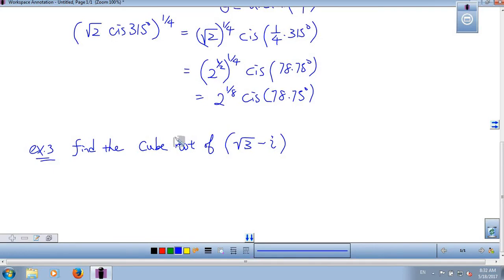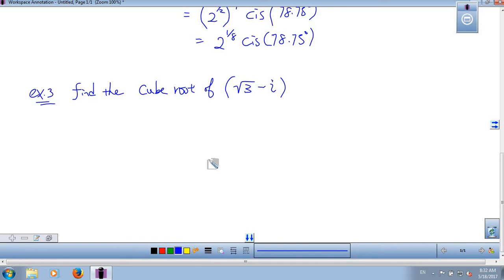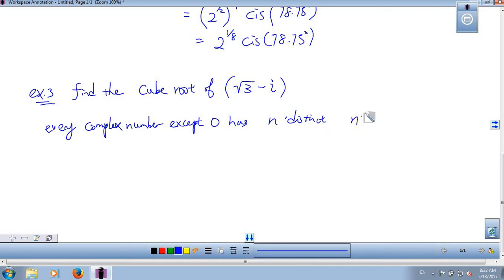So now, the first thing you have to remember is that when you want to find the cube root, every complex number except 0 has n distinct nth roots. So if we want to take the cube root of this number, we should have 3 distinct roots. But let's go ahead and take a look and see what happens.